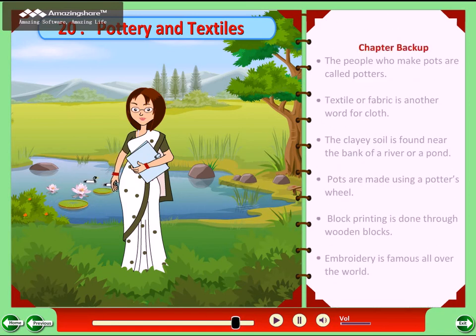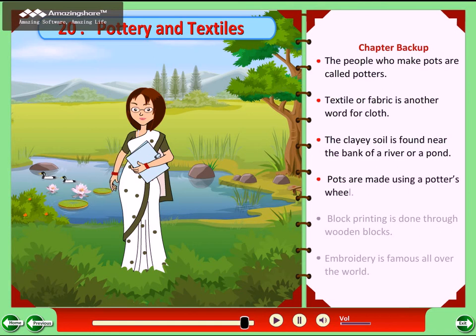Chapter backup. The people who make pots are called potters. Textile or fabric is another word for cloth. The clay soil is found near the bank of a river or a pond. Pots are made using a potter's wheel. Block printing is done through wooden blocks. Embroidery is famous all over the world.